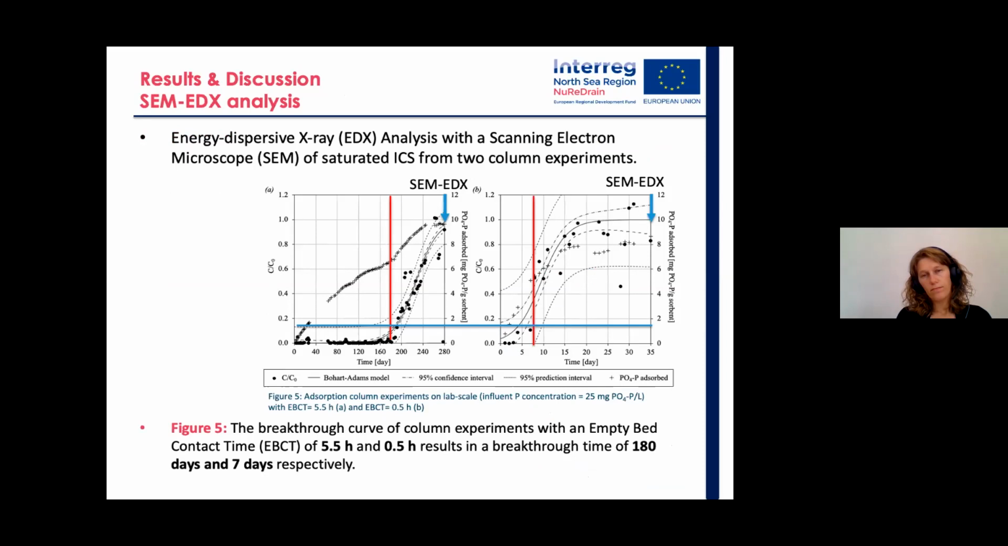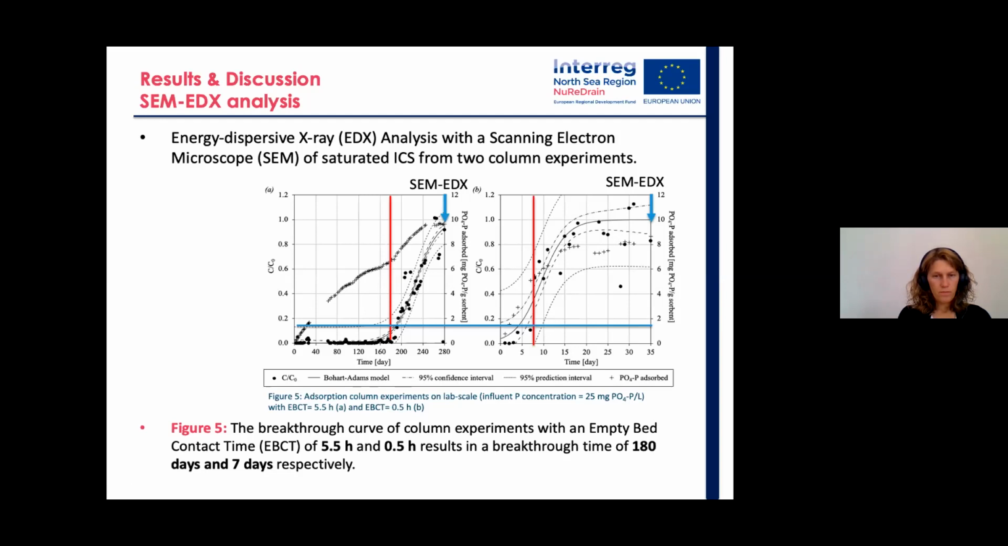I show here some adsorption experiments that we did last year, and these are 2 different experiments with the same material. It's in both cases iron-coated sand that we analyzed. What is the difference between both adsorption experiments? The first one on the left side, there we had a contact time, the empty bed contact time, of 5.5 hours.